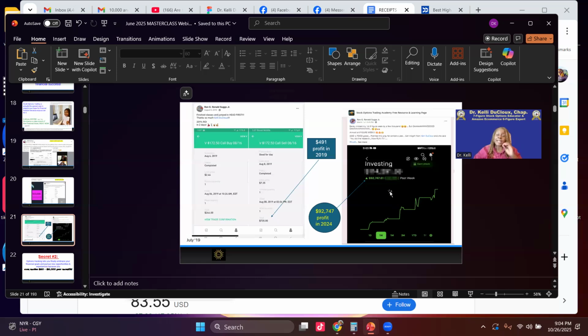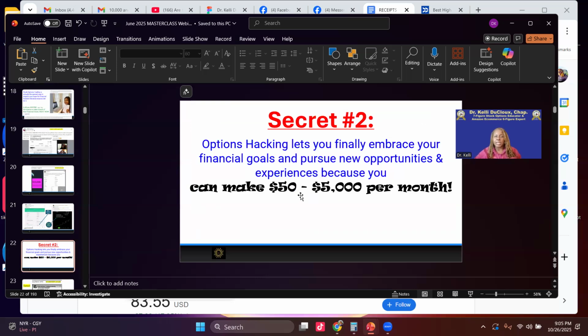Okay. So that's why I say that options hacking is a pathway, and it's an easy pathway. It's easy enough for the kids to learn it. And if you learn it and keep getting better at it, you're going to have success like this. That's the first secret. The second secret is, in a nutshell, you can make anywhere from $50 to $5,000 per month as a beginner.